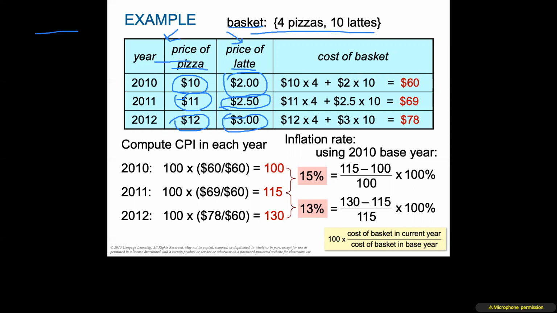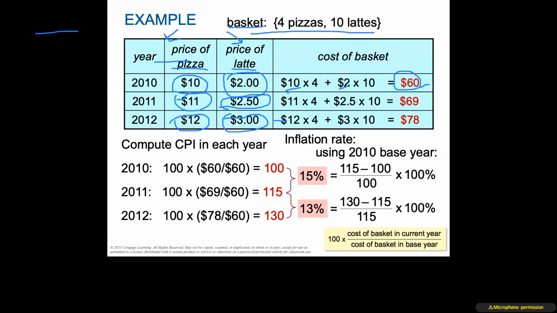determined up front. So because we know the market basket, every year we then go in and we say, okay, how much did those 4 pizzas cost us? Well, 2010, each pizza cost us $10. Okay, how much did those 10 lattes cost us? Okay, in 2010, they cost us $2 each. So we can figure out that our total market basket was $60.